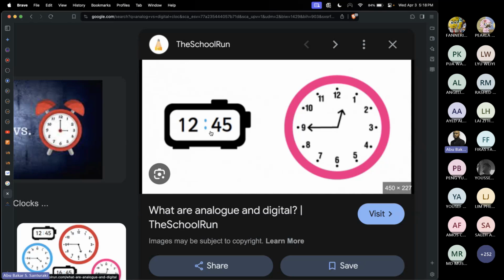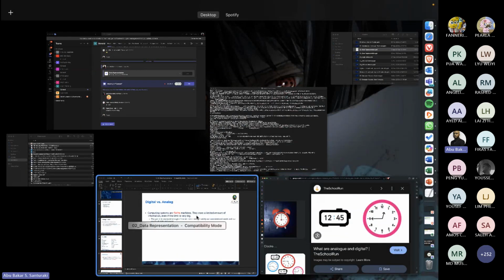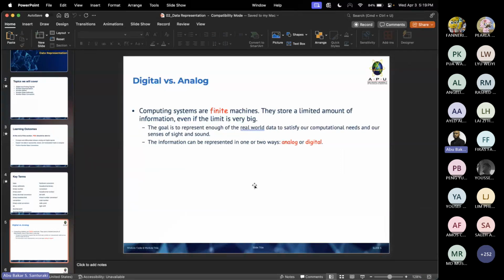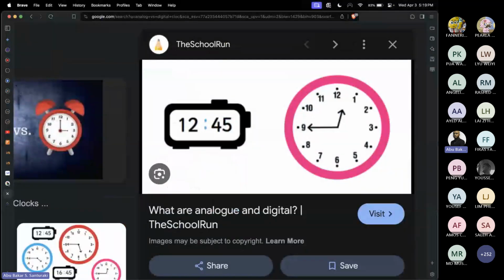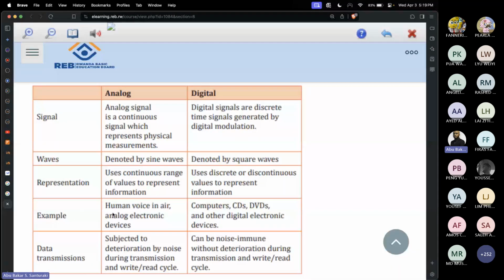Whereas a digital clock will show me an exact value. If I'm not 45, I'm 46. If I'm not 46, I'm 47. If I'm not 47, I'm 48. Discrete. Does that make sense to everybody? All right. So moving on. That's the difference between the digital and the analog. Let's look at a couple of other differences and continue.